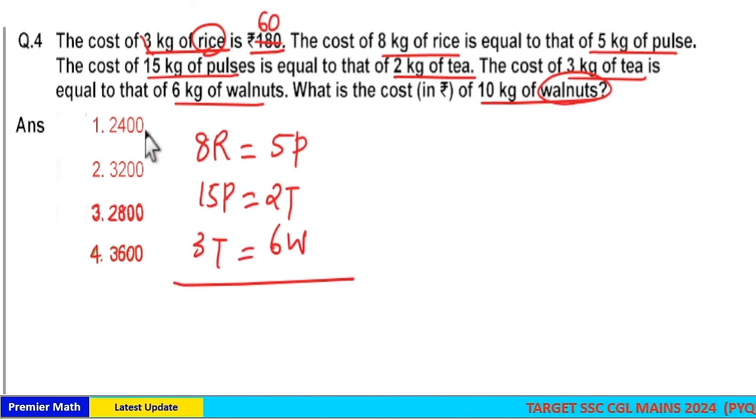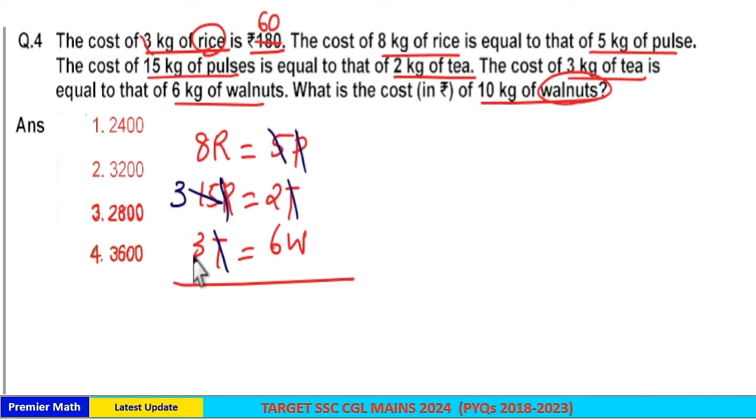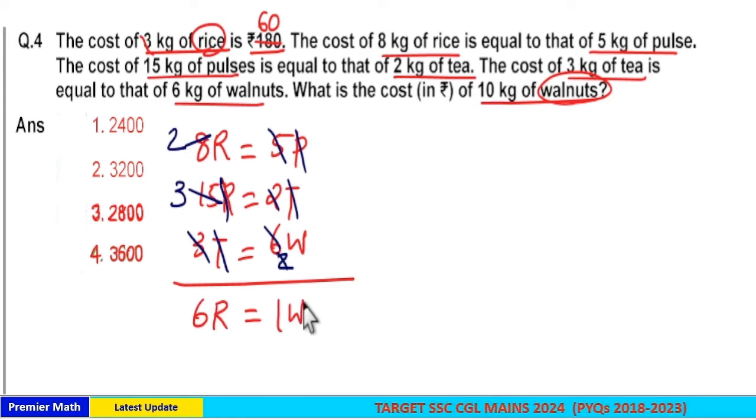Now if you take the ratio, you can see here pulse and pulse cancel and tea cancel. Remaining is rice and walnut ratio. That is, here 5 goes 3 times in 15 and 3 goes 2 times in 6. 2 into 2 is 4. 4 goes 2 times in 8. Now remaining ratio is equal to 6 rice is equal to 1 walnut.